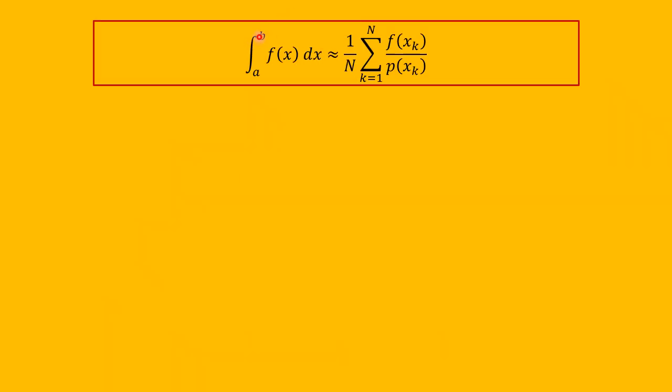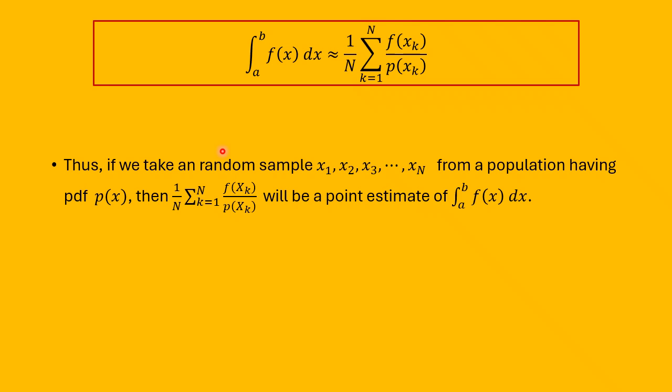So we have this estimation formula. The integral of f of x dx is approximately 1 over capital N times the sum, where k goes from 1 to capital N, of f of x sub k divided by p of x sub k. So if we take a random sample, x sub 1, x sub 2 through x sub n, from a population having the distribution given by this probability density function p of x, then this sum will be a point estimate of this integral.